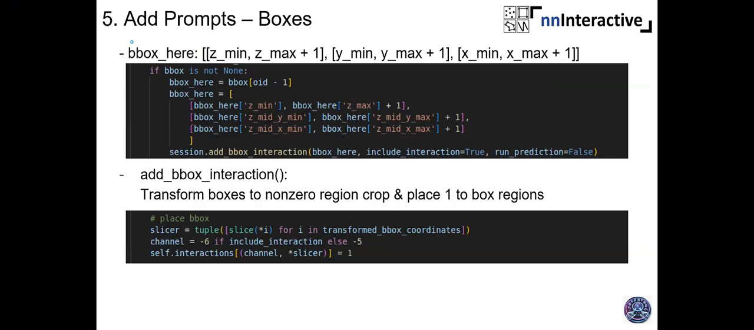Next is adding bounding boxes. The format of the bounding boxes is zmin zmax, ymin ymax, and xmin xmax. It is fed into the add bounding box bbox interaction function, and this function transforms boxes to the non-zero region of the crop to match the preprocessed image, and then it places 1 in the bounding box regions.